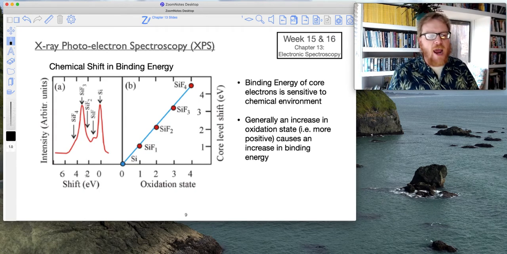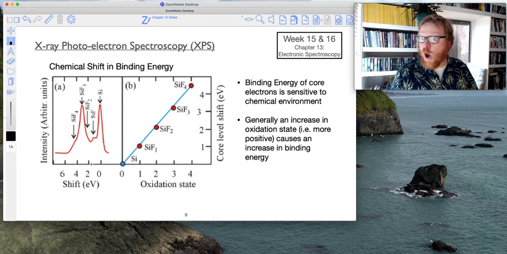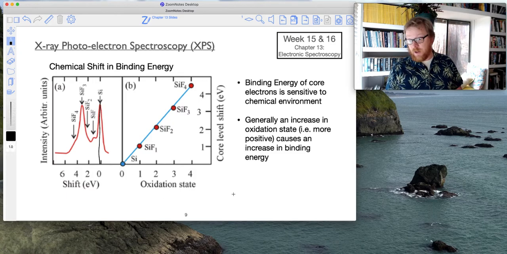But the reason why I know that these are core levels is because of the really low binding energy that's down here, right? Just a couple of eV. Okay, so here you can see is just silicon.